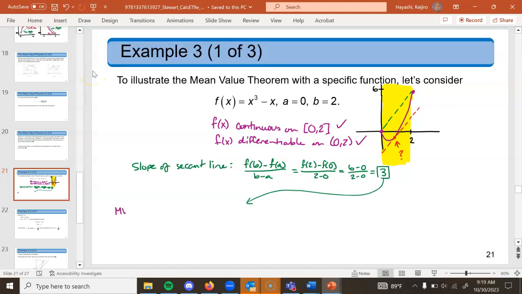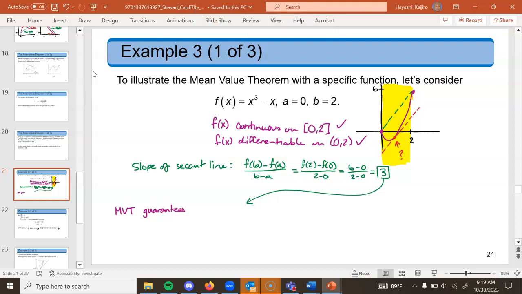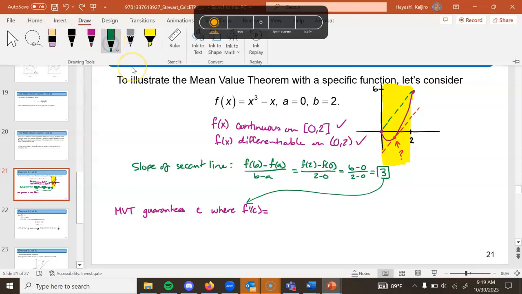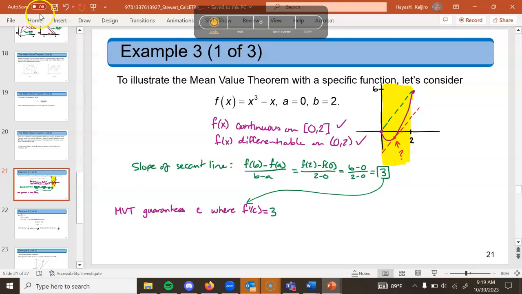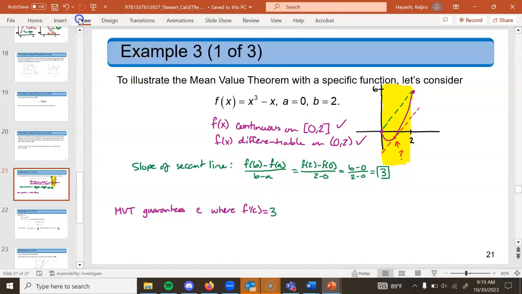So the mean value theorem guarantees a C where f prime of C equals 3. So it's no longer the specific case of the derivative equaling 0. The derivative can equal whatever the slope of the secant line you have is.